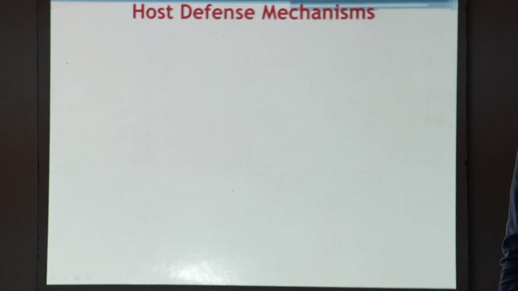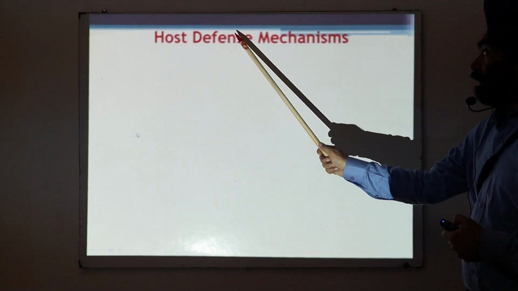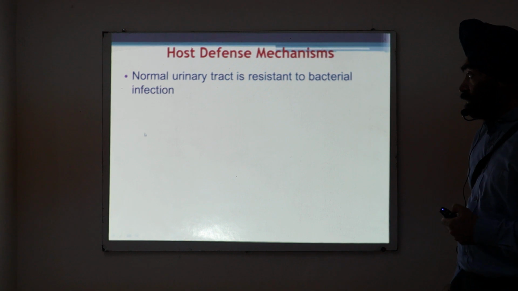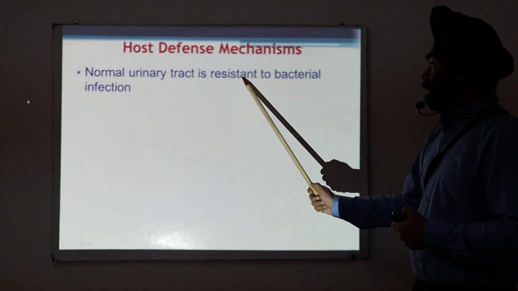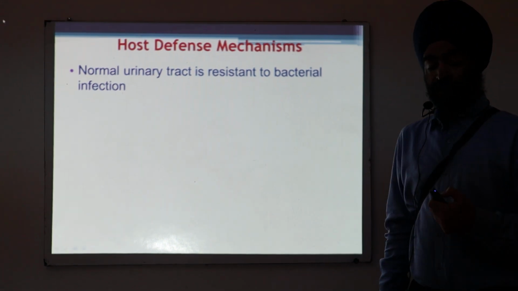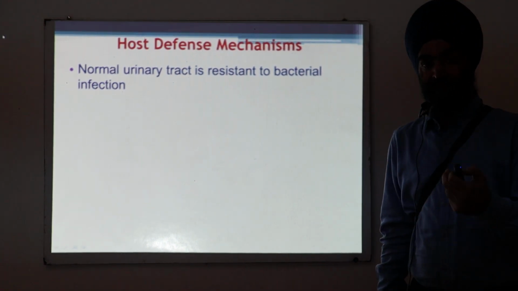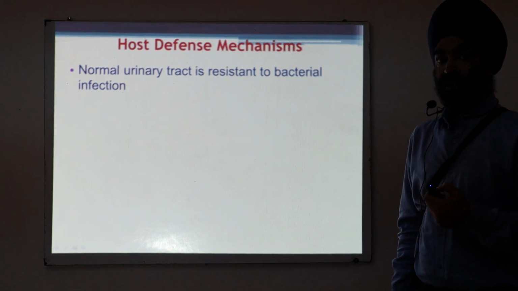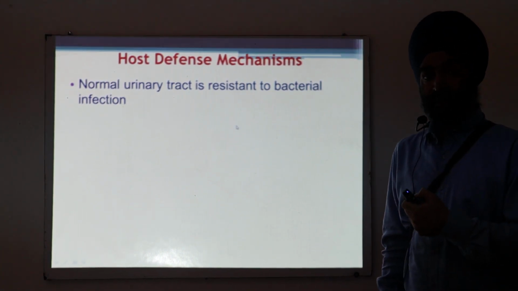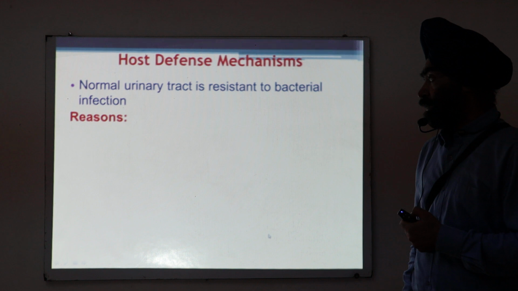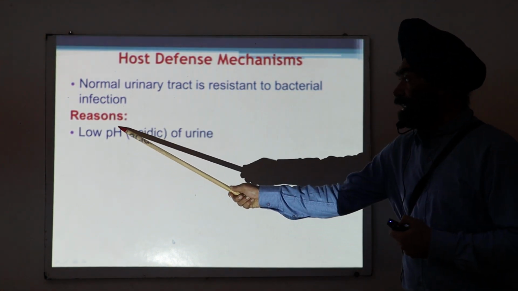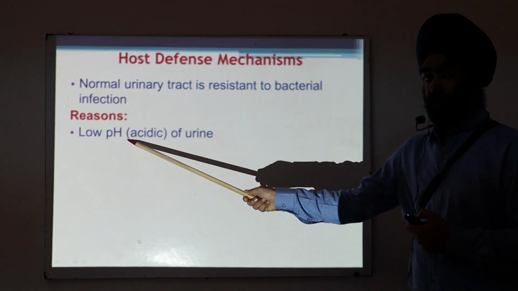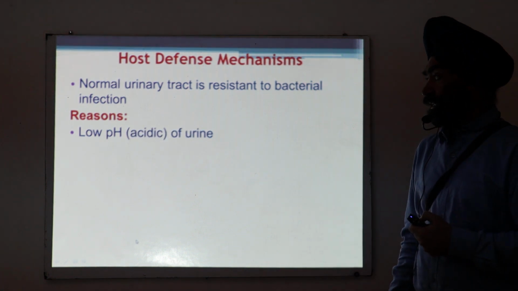Now I just want to discuss another point, that is the host defense mechanism. Normally we say the urinary tract is resistant to bacterial infection. That means if the urinary tract is normal, bacterial infections do not happen. Why? What are the host defense mechanisms? Like the pH of the urine is acidic in nature. Acidic pH prevents the growth of bacteria.